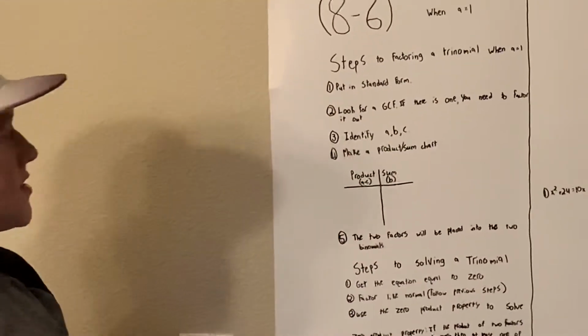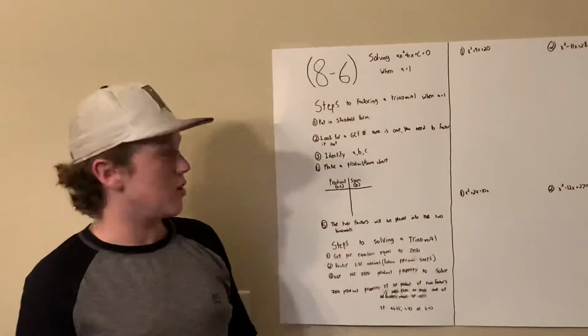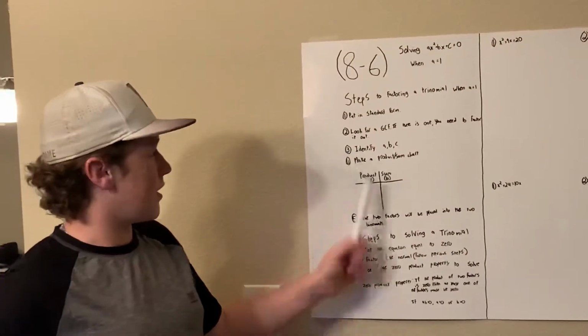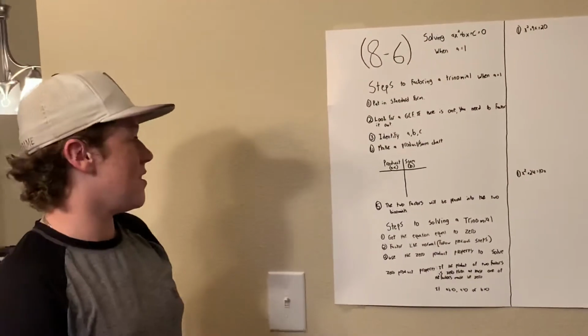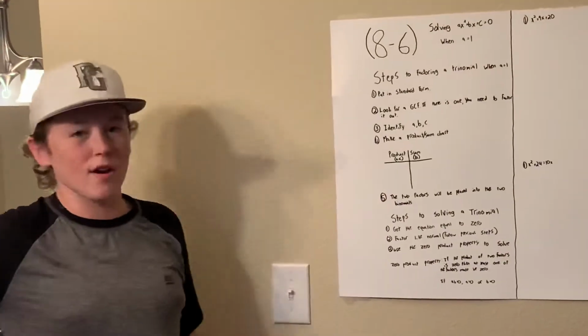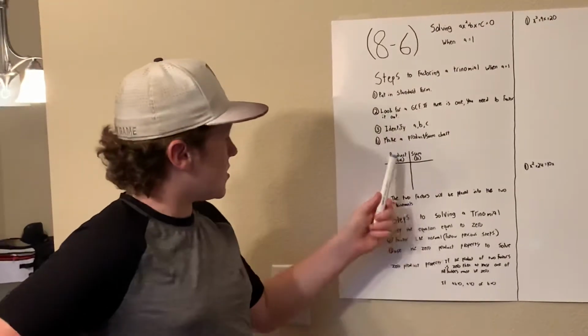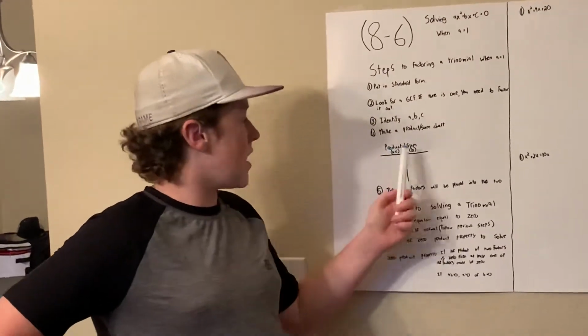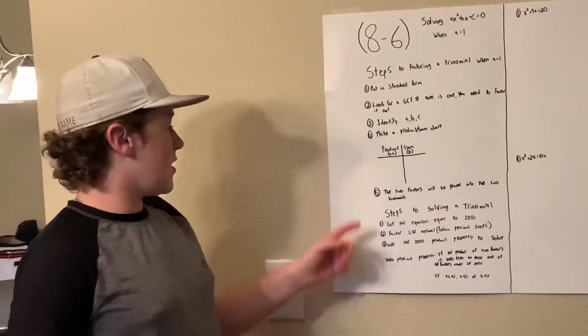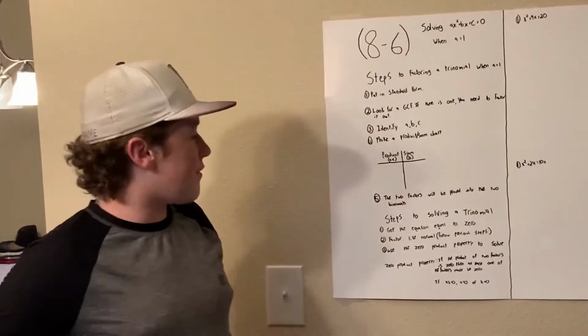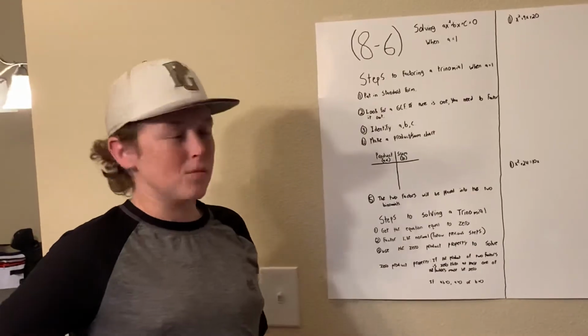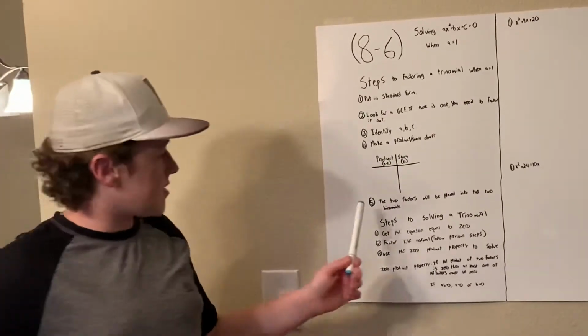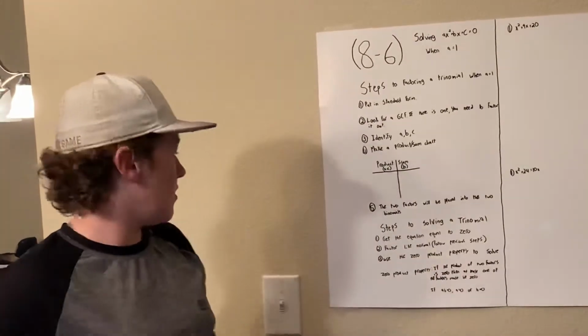Step 1, put it in standard form. Step 2, look for a GCF. If there is one, you need to factor it out. Step 3, identify a, b, and c. Step 4, make a product sum chart. Product sum chart is the product of A times C and a sum of B. Step 5. The two factors will be placed into the two binomials. This is steps to solving a trinomial.